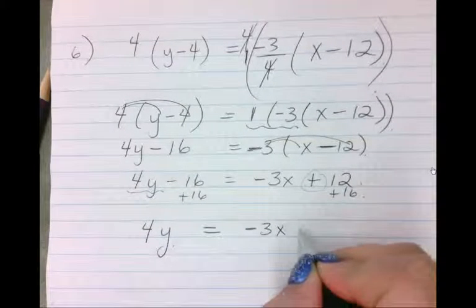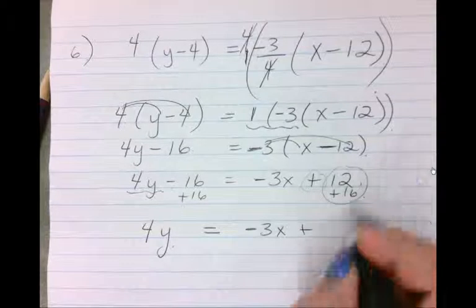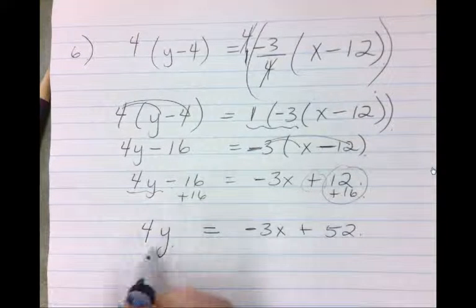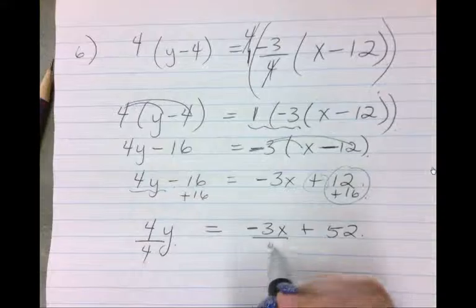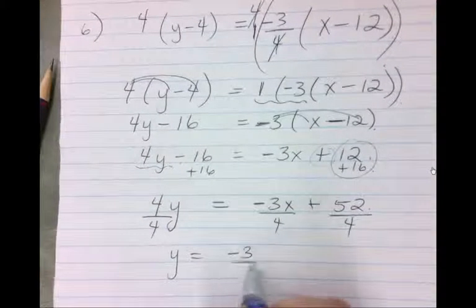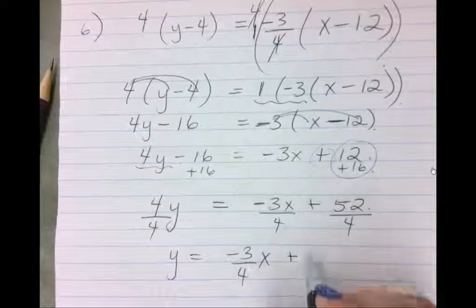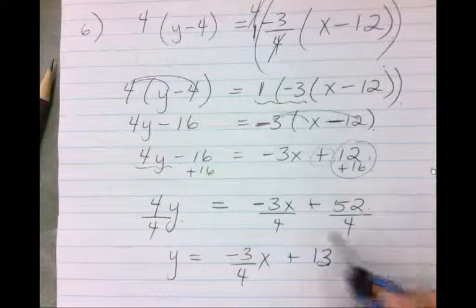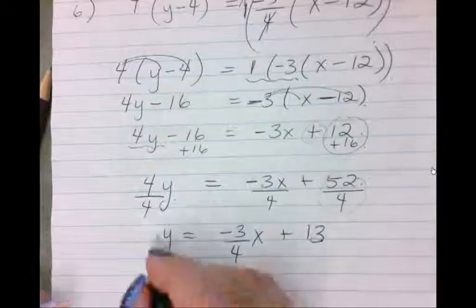Minus 3x, and now add this together, I've got 52. So then I can divide both sides by 4 now, and I've got y equals minus 3 over 4 x plus 13, because 52 over 4 reduces to 13.